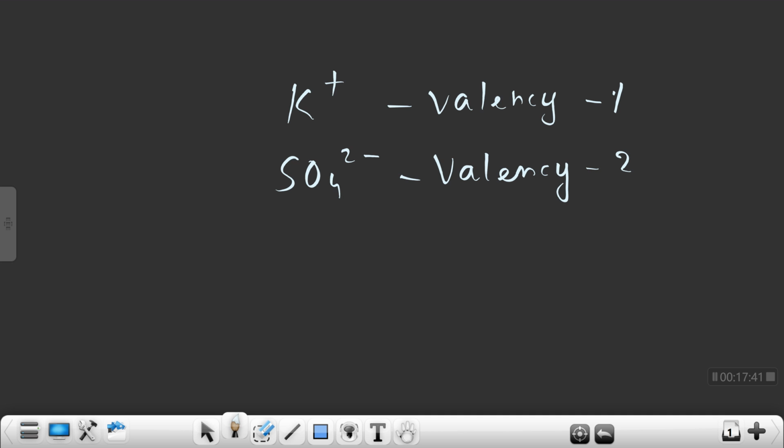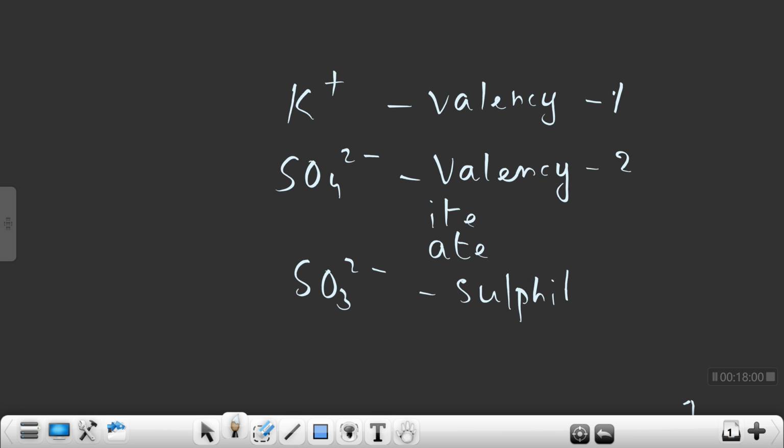If the number of oxygen atoms is less, it is called ITE, and if the number of oxygen atoms is more, it is ATE. Like SO3 is sulfite, and SO4 is sulfate. So if the number of oxygen atoms is less, it is ITE, and if more, it is ATE.